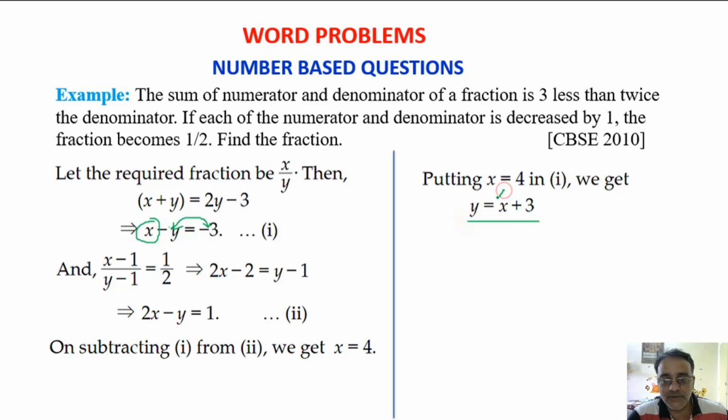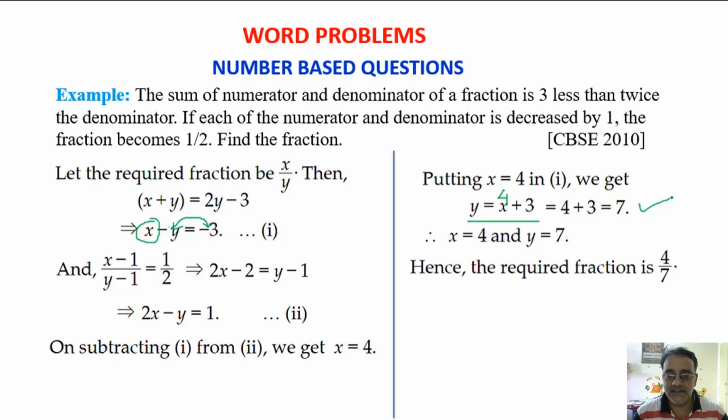Now you substitute. So what you will get? Y is 7, right. So therefore the value of x is equals to 4 and y is equals to 7. What is the required fraction? 4 by 7, right. Any doubt in this question?